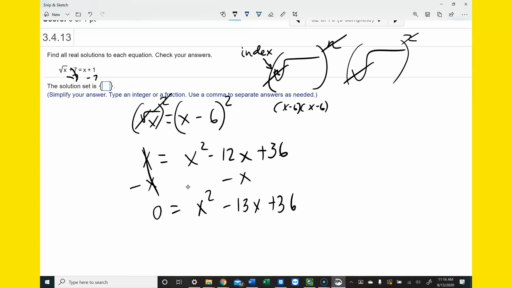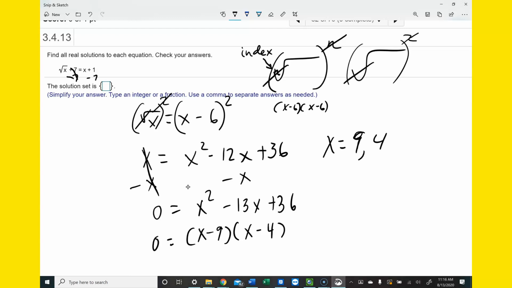And now I am thinking this is a quadratic equation that I can solve with maybe factoring, or certainly the quadratic formula. I believe I can factor this one. If I can factor it, that's usually what I like to do because it's quick and simple. So what multiplies to get 36 and adds to get negative 13? Negative 9 and negative 4. That means x equals 9 and 4.